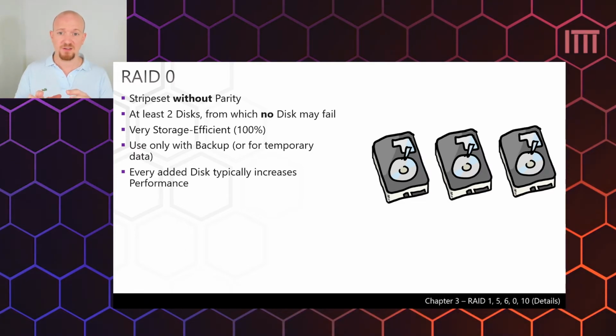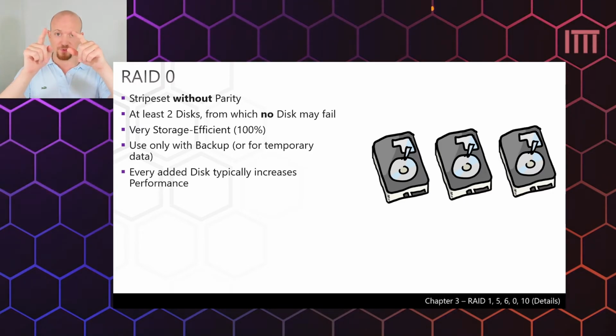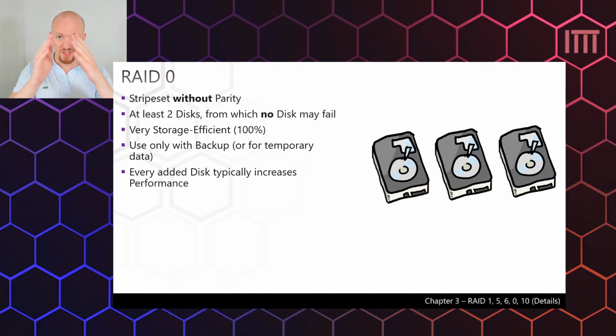Every added disk to a RAID 0 generally increases the performance. So if you have 2 disks, you will get the performance of the controller being able to write to both of these disks. If you add 3 disks, the controller will be able to write to the 3 disks in parallel, and this is really fast. The same goes for reading.